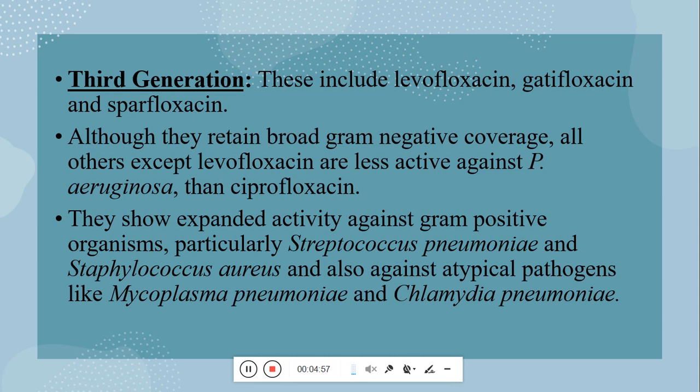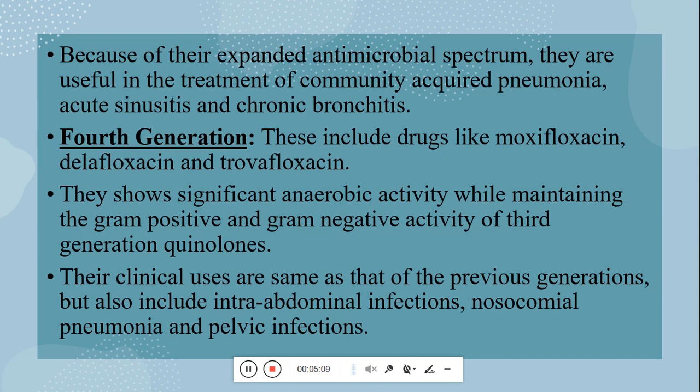These third generation fluoroquinolones show expanded activity against gram-positive organisms, particularly against Streptococcus and Staph aureus, and also against atypical pathogens like Mycoplasma and Chlamydia. Because of their expanded antimicrobial spectrum, they are useful in the treatment of community-acquired pneumonia, acute sinusitis, and chronic bronchitis. Fourth generation fluoroquinolones include drugs like moxifloxacin, delafloxacin, and trovafloxacin.